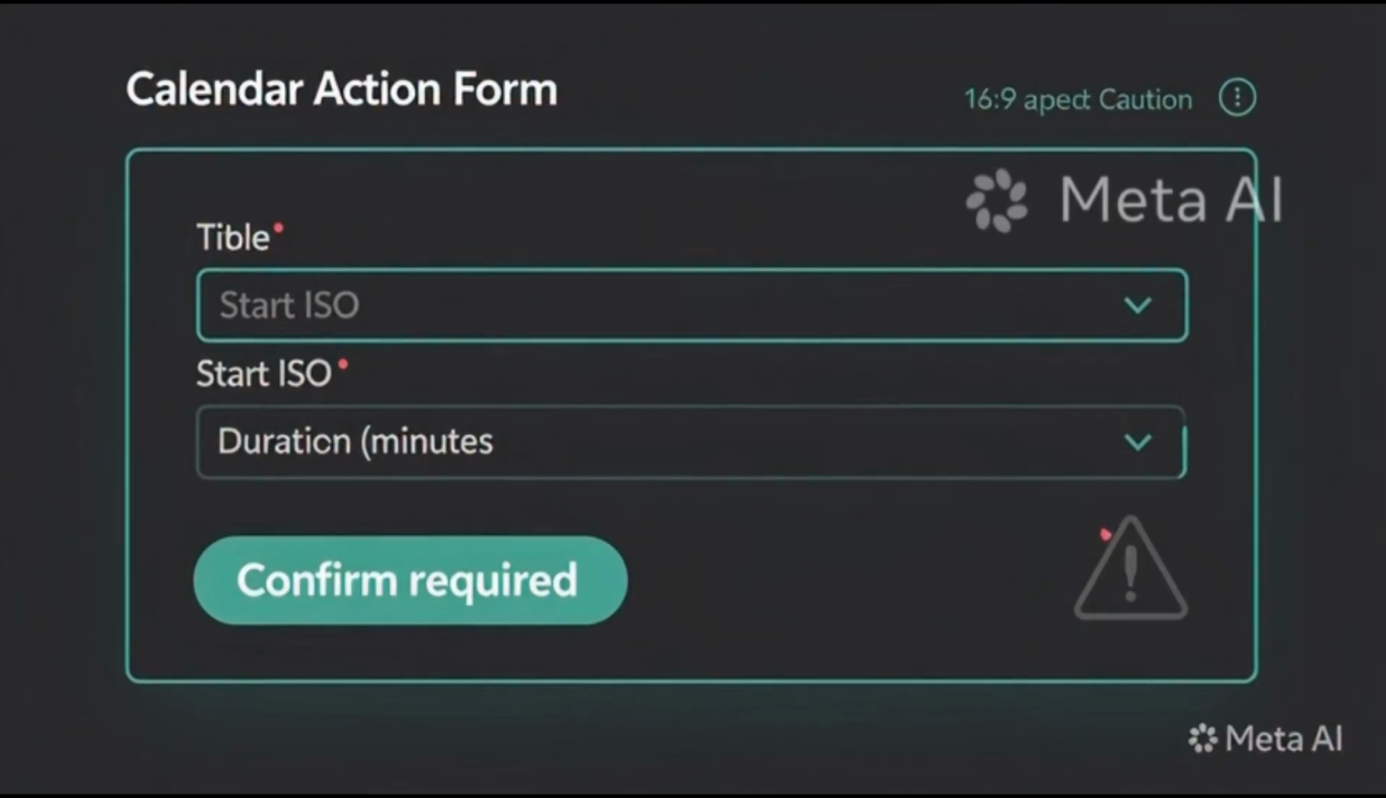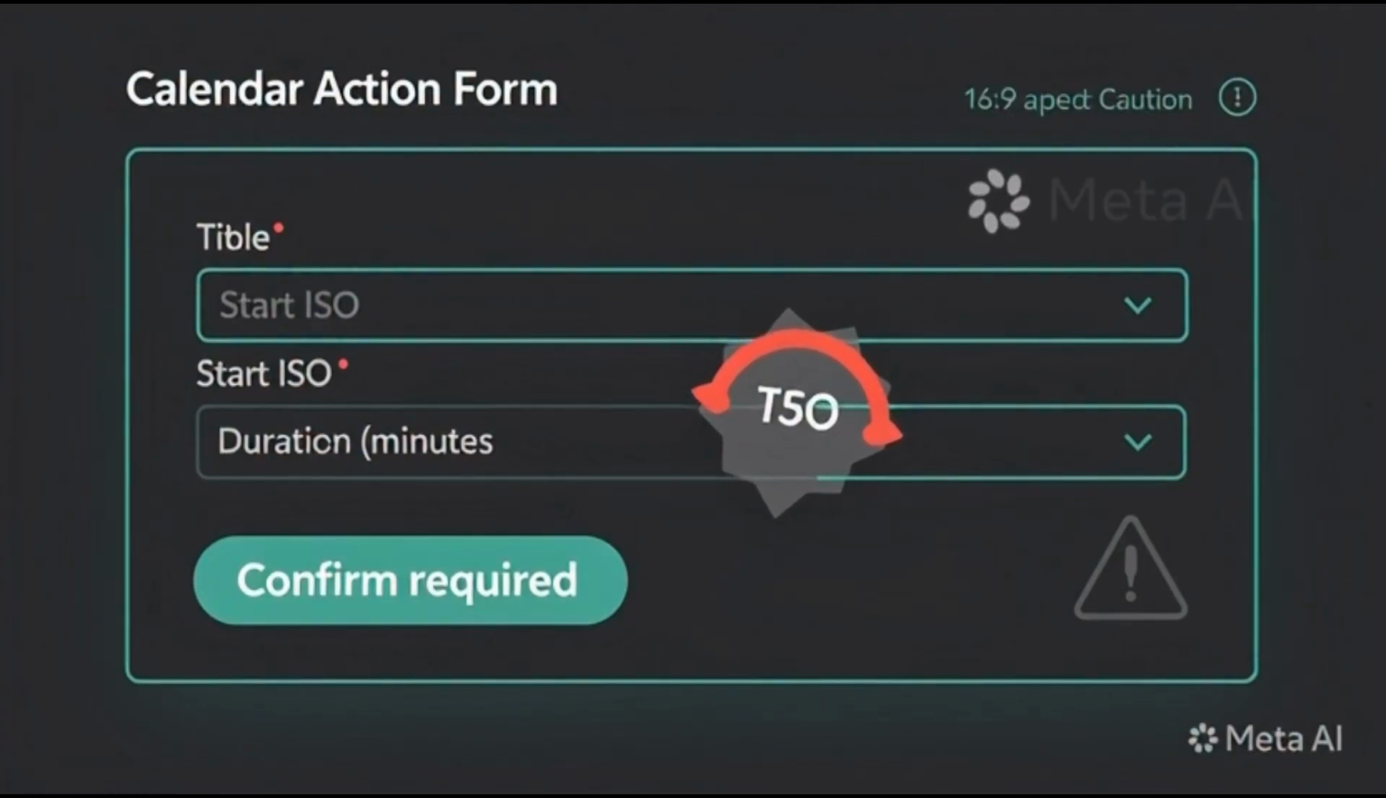Branch 2, calendar scheduling, where agents usually get messy. We'll accept only 3 fields: title, start time, duration minutes. And we'll force confirmation before creating anything, because next Tuesday afternoon is not a timestamp.